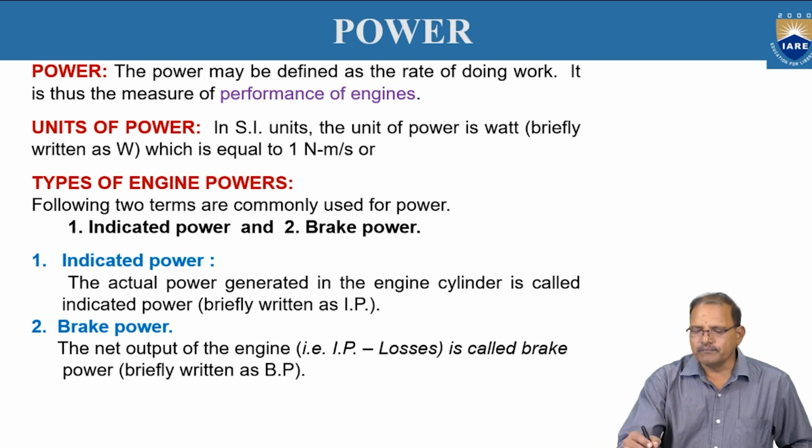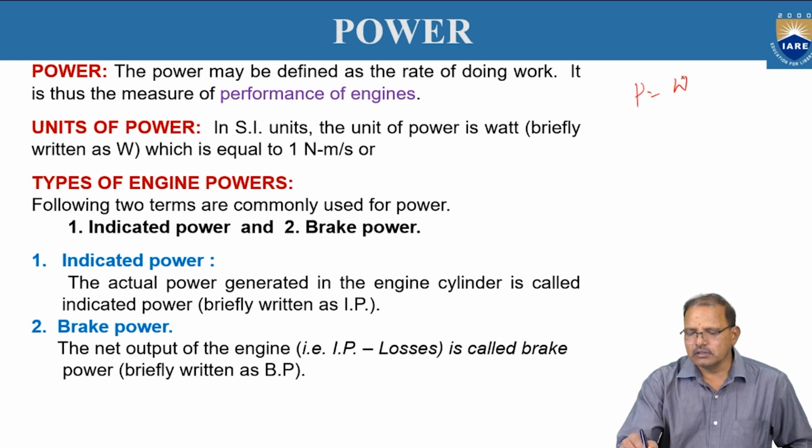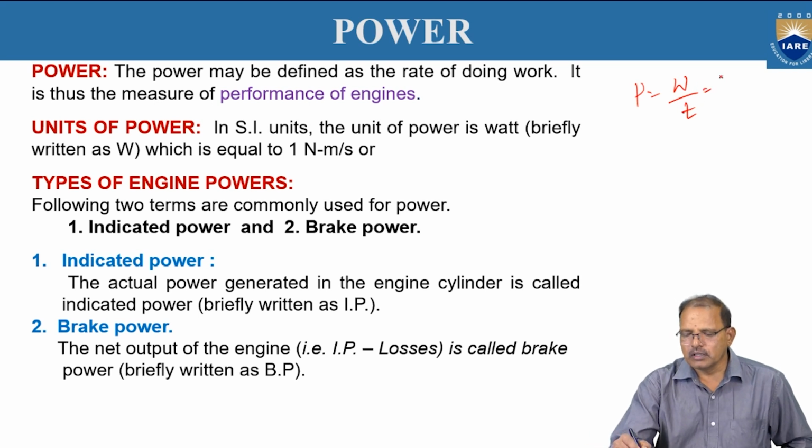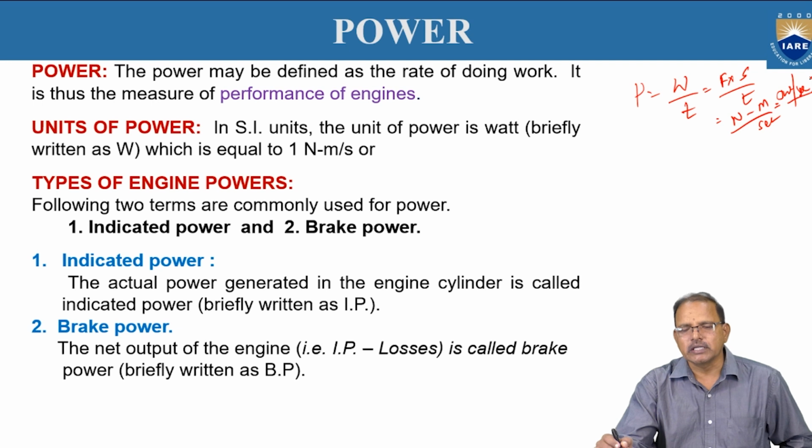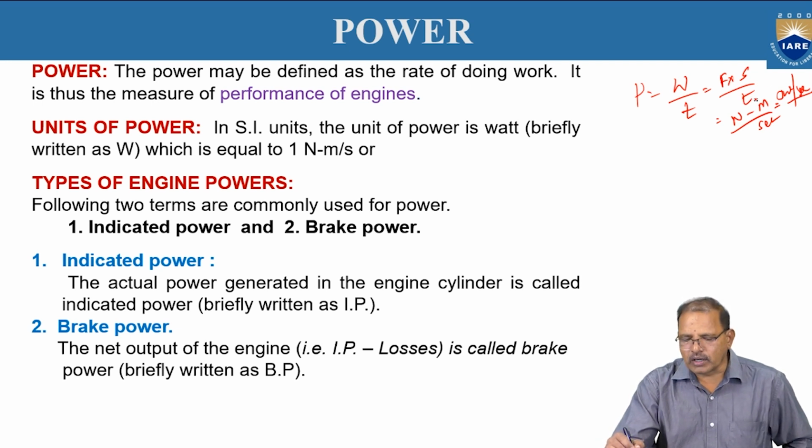Power is equal to work done divided by time. Already we have taken work done as force into distance, divided by time. Force is generally expressed in newtons, distance traveled in meters, divided by time in seconds. Newton meters per second is nothing but joules per second, which is treated as watt.